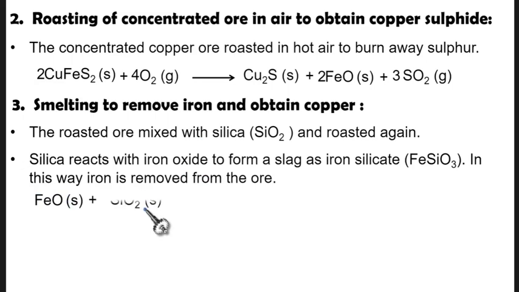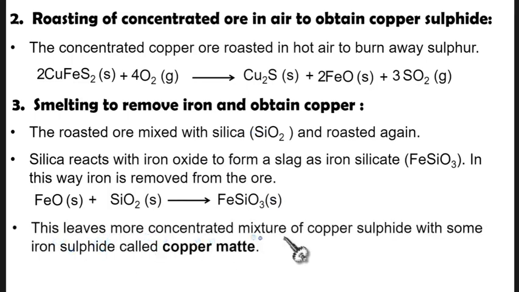So iron reacts with the silica, then it forms iron silicate. This leaves a more concentrated mixture of copper sulfide with some iron sulfide, called copper matte. So this mixture of copper sulfide and iron sulfide is called copper matte. This is what is produced at this stage.